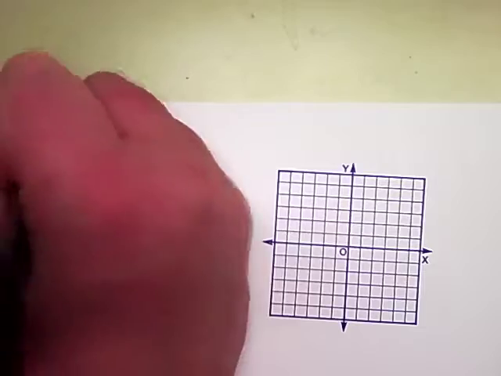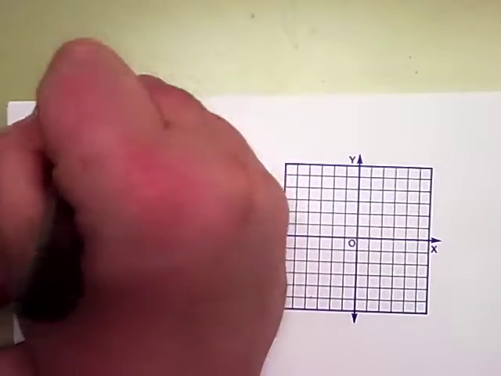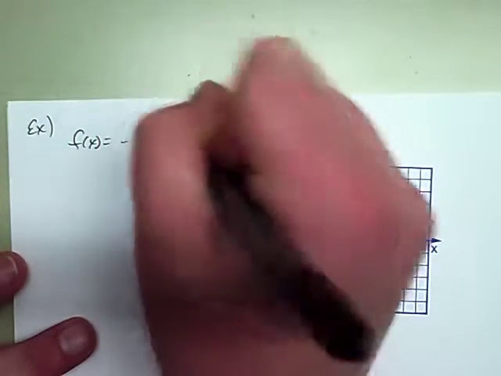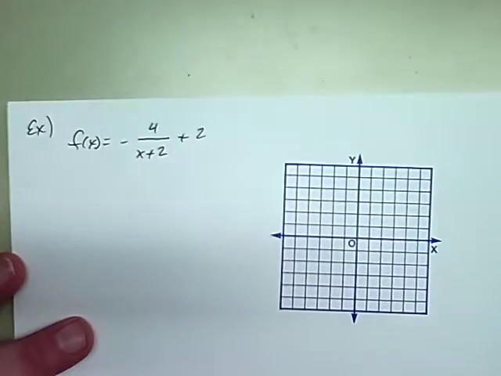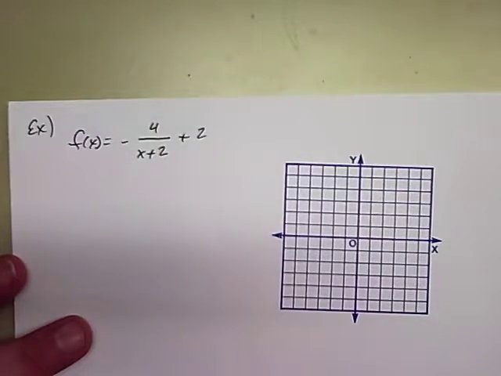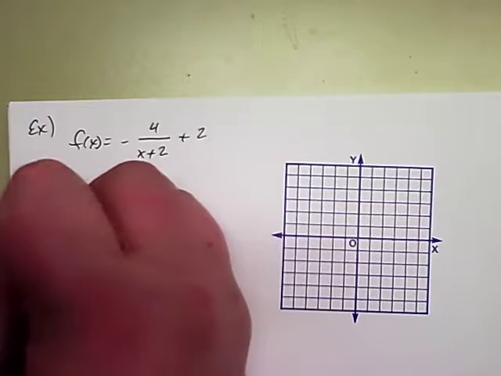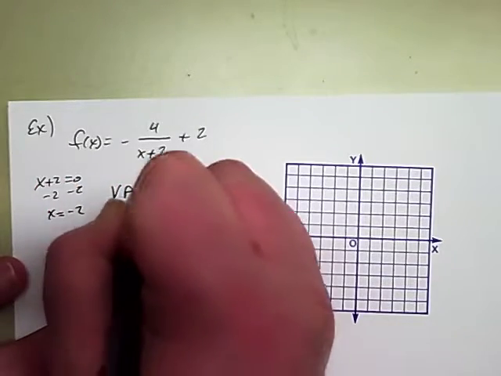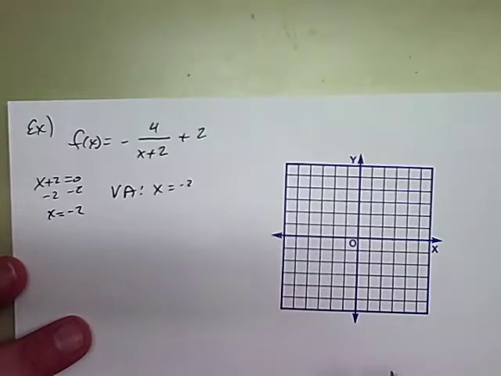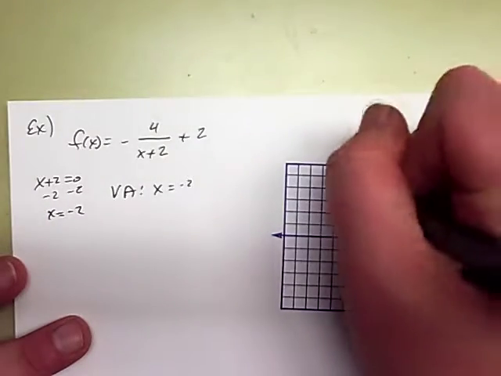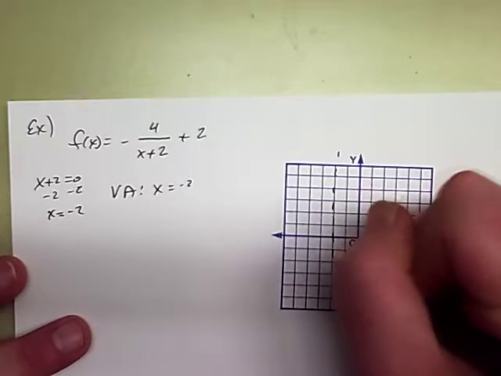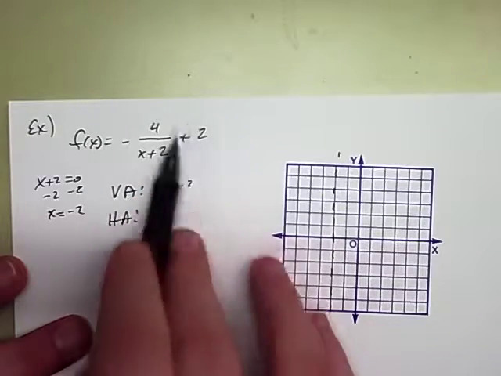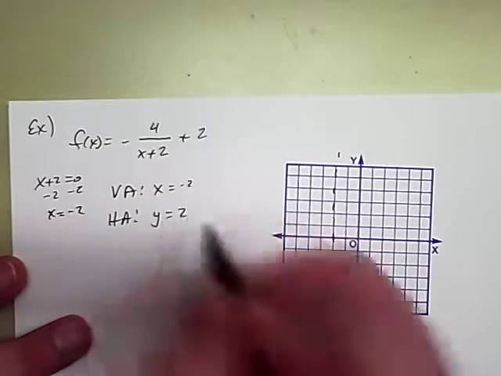All right, so another example here. What if we had f of x equals negative 4 over x plus 2 plus 2. All right? So the first thing, again, we want to do is we're going to take the denominator, say x plus 2 equals 0, minus 2, minus 2, x equals negative 2. Our vertical asymptote, x equals negative 2. I could draw that at negative 2. My horizontal asymptote, I have a number out here, it's 2, so I get y equals 2, so I go to 2.